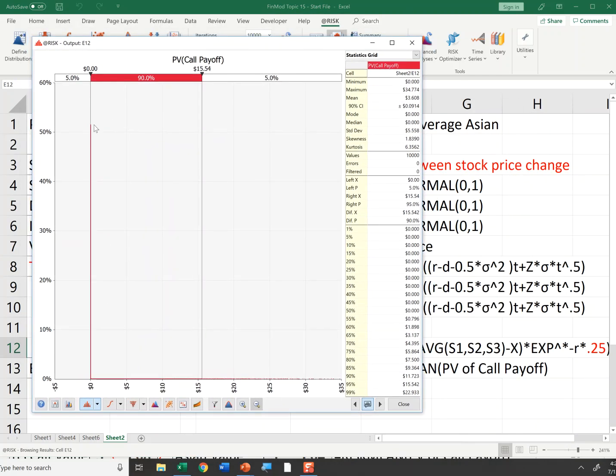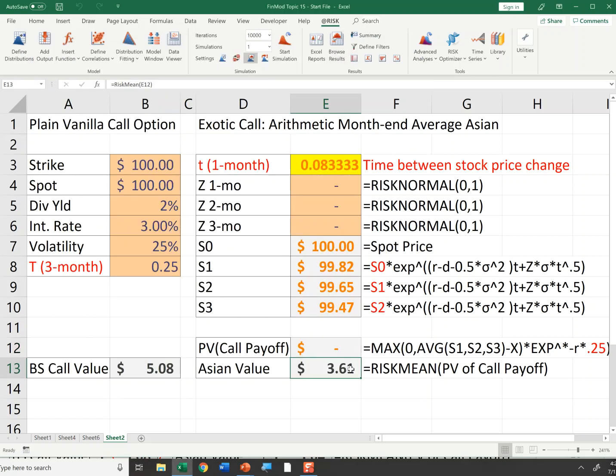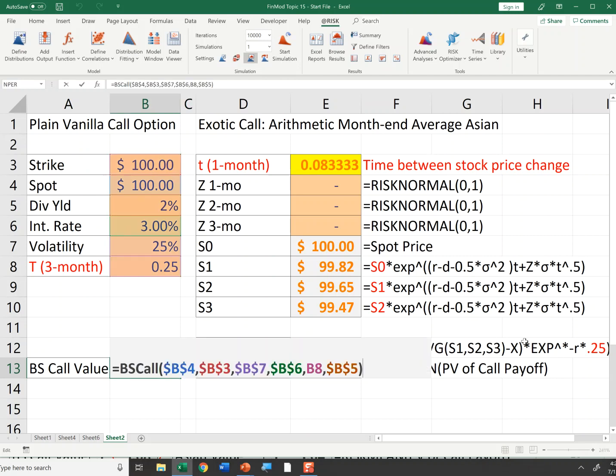About half the time this option winds up out of the money, and the other half in the money. And it looks like it can be worth as little as 0 and as much as about $35. However, the average payoff, the mean, is $3.60. So the fair price using this Monte Carlo model, assuming random walk normal distributions, is $3.61. The plain vanilla price is $5.08.